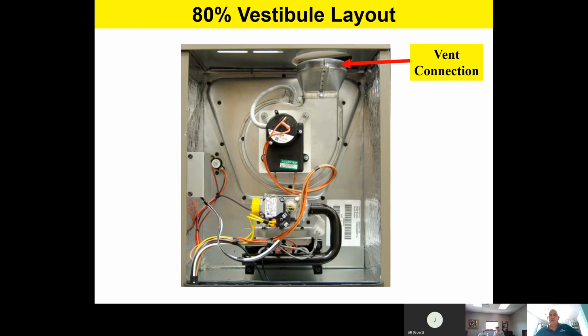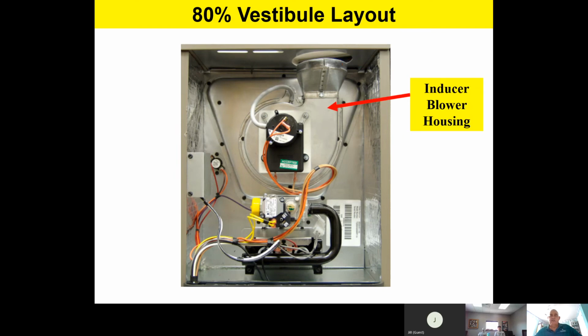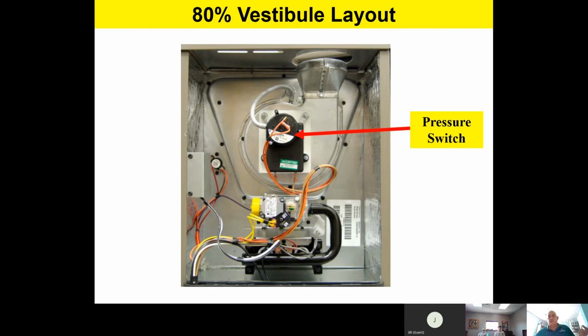Starting at the top, there's our vent connection. And again, this is a metal vent because it's an 80% furnace. And there's our induced draft blower housing, our inducer blower housing that's going to get rid of all of our combustion products. There's the pressure switch. It's not unusual on our 80% furnace, quite often we'll mount the pressure switch right on the induced draft blower housing. It's a convenient place to mount it, but it's also a spot where it's going to read directly from the induced draft blower housing as far as your vent pressure.